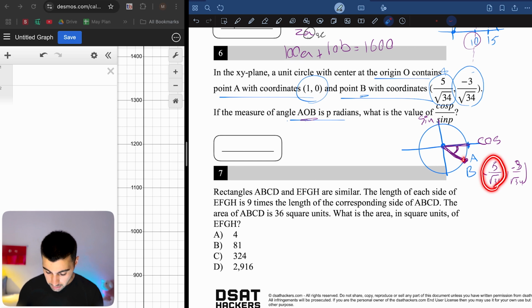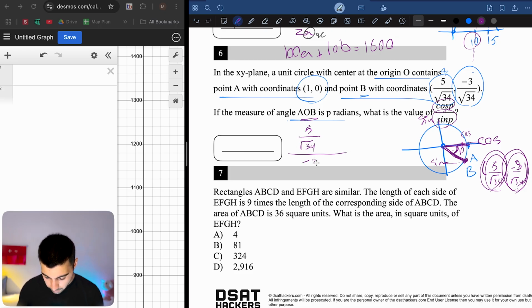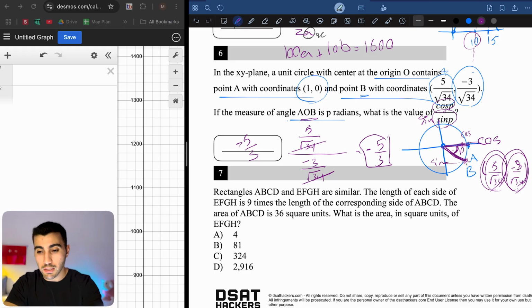So the x coordinate is here, the y coordinate is here. This shows me the cosine because it's on the x-axis. This shows me the sine. So this is cosine of this angle P, and this one is the sine of the angle P. So what I'm looking for is cosine of P over sine of P. Cosine of P is here, sine of P is here. So I'm looking for 5 over root 34 divided by negative 3 over root 34. Roots cancel out, so we get negative 5 over 3. That is the answer, negative 5 over 3. So easy. You just have to know that the x coordinate of the point in a unit circle shows the cosine of that angle, and the y coordinate of the point shows the sine of that angle.